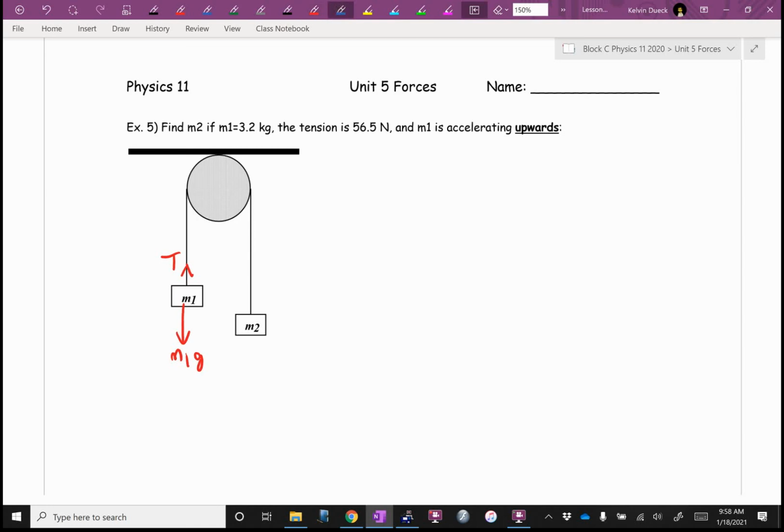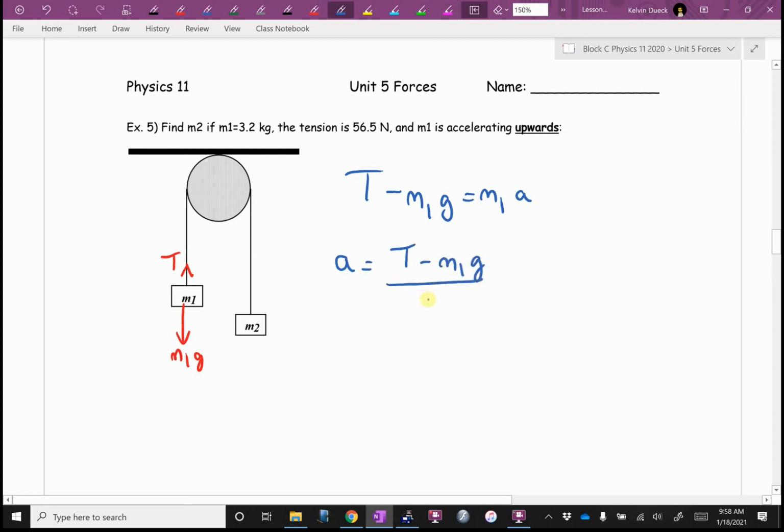I start with M1, the mass that I do know. Tension minus M1G equals M1A. What if M1 was accelerating down? M1G minus tension equals M1A. And I will either give you the tension and you can find the acceleration, or I'll give you the acceleration and you can find the tension. We start there. We find everything we can from the mass that we know. Here it gave me the tension, so I'm going to find A. A is going to be tension minus M1G all over M1.